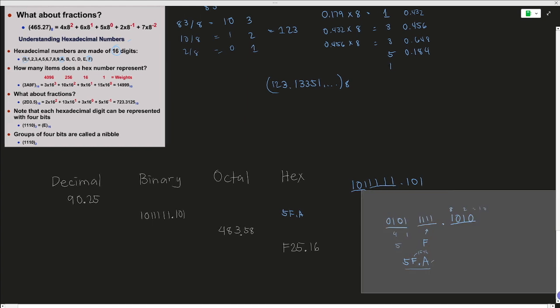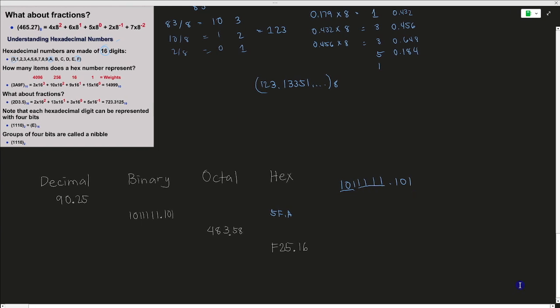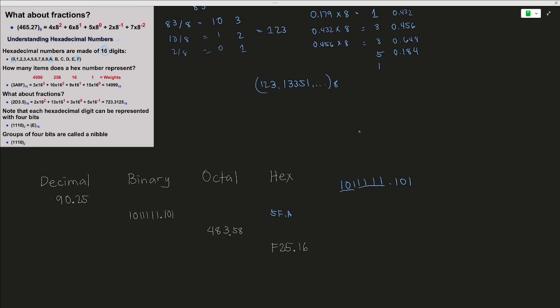Mahirap ba yung process? Hindi. Kasi remember, sa octal, you have 8 digits. 8 digits meaning, that's right, ikaw ay mag-group lang ng tatlo na ganito, di ba? Kasi, okay, mag-group ka lang ng tatlong bits.